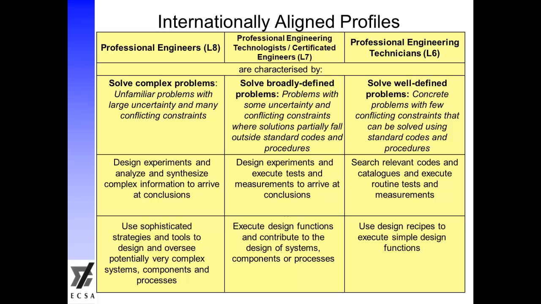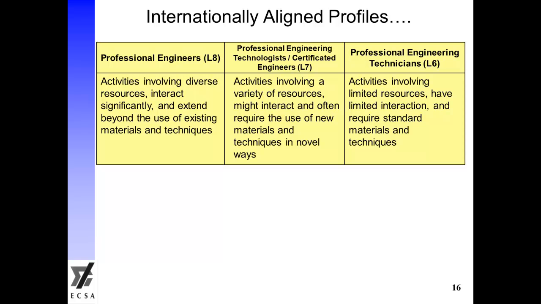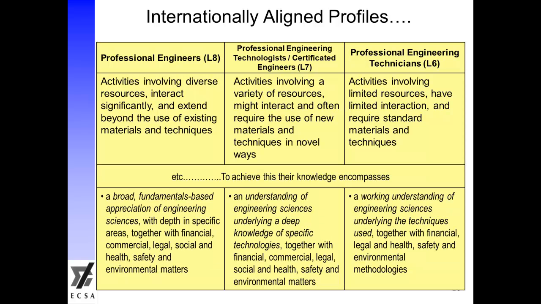There is much confusion among industry and academia of what is expected of a technician, technologist, and engineer. It is therefore critically important that stakeholders study the standards to calibrate their understandings and familiarize themselves with internationally aligned expectations. Technicians at level 6 need a working understanding of engineering sciences underlying the techniques used, together with financial, legal, health, safety, and environmental methodologies.